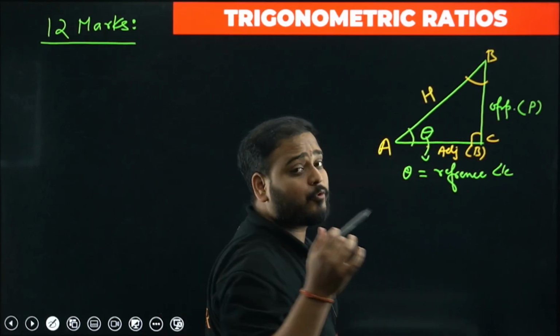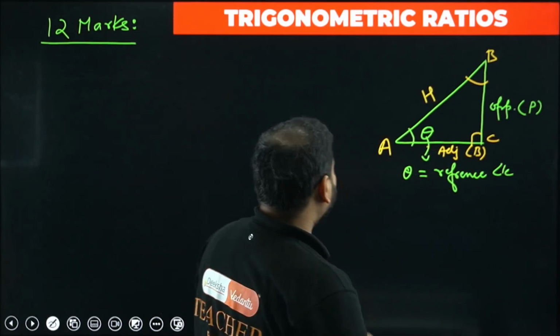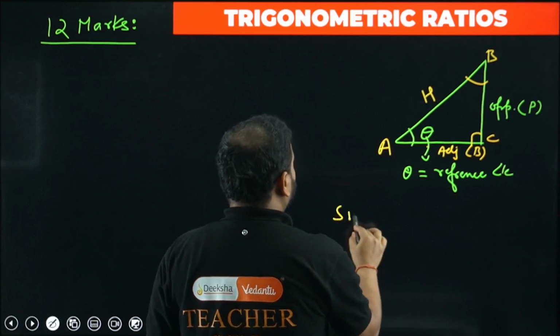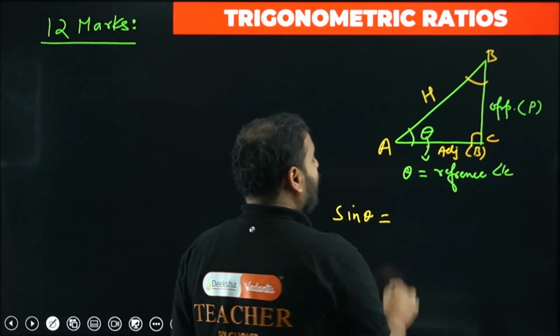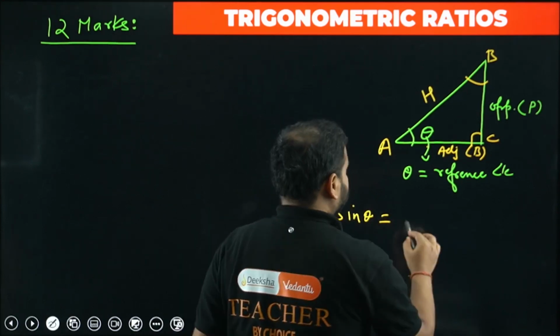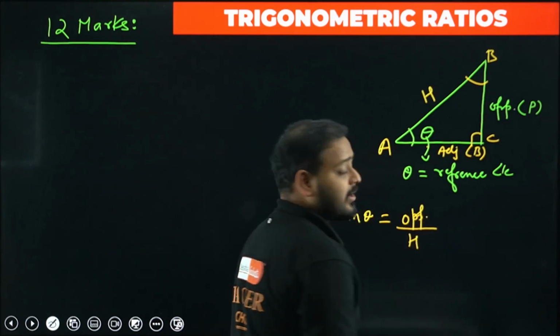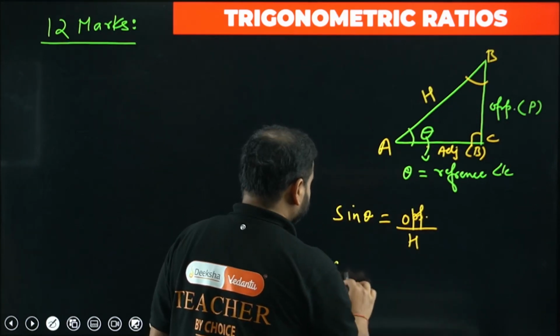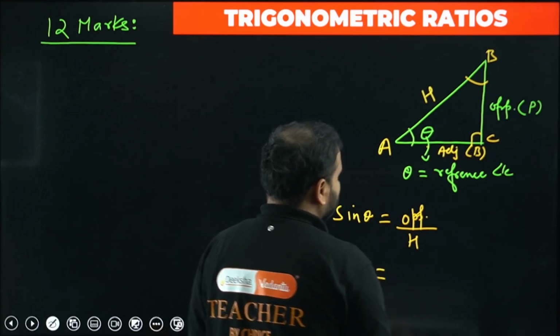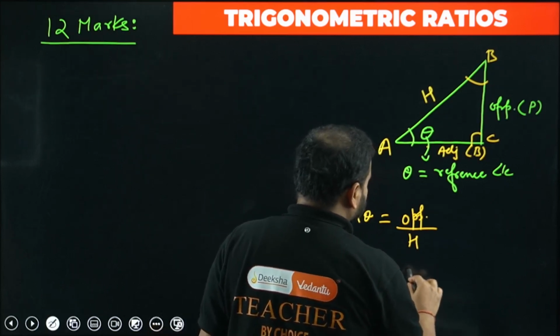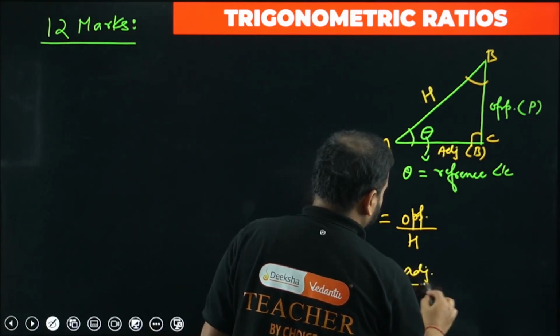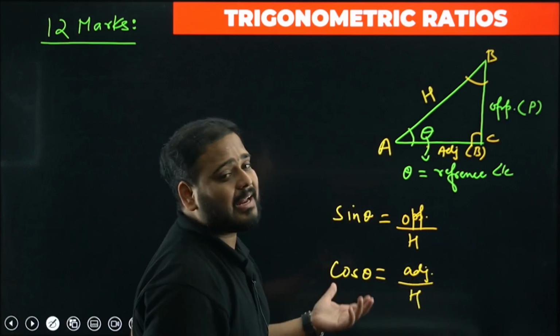So like that, we have a total of 6 ratios. The first 2 are fundamental. Please check. Sin theta is given by opposite by hypotenuse. The second fundamental, cos theta, is going to be adjacent by hypotenuse. The rest can all be derived from these two.